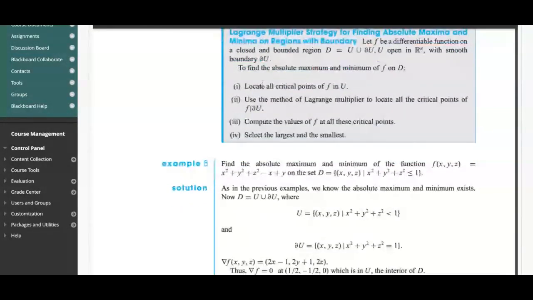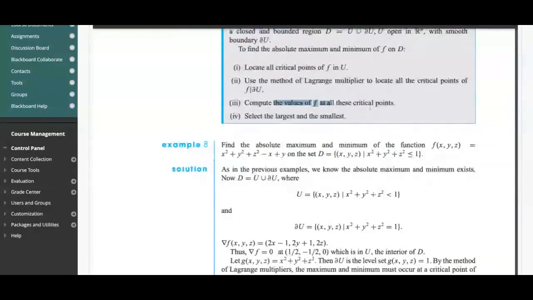So, locate all critical points of f in the open set, which we see from the previous examples, right? First derivative test on the open set. Use the Lagrange multiplier to find the critical points of f on the boundary. Because the boundary is a closed set, we can only use the Lagrange multiplier method. Then compute the value of f at all critical points. Then compare them. The largest is the absolute max. The smallest is the absolute minimum.